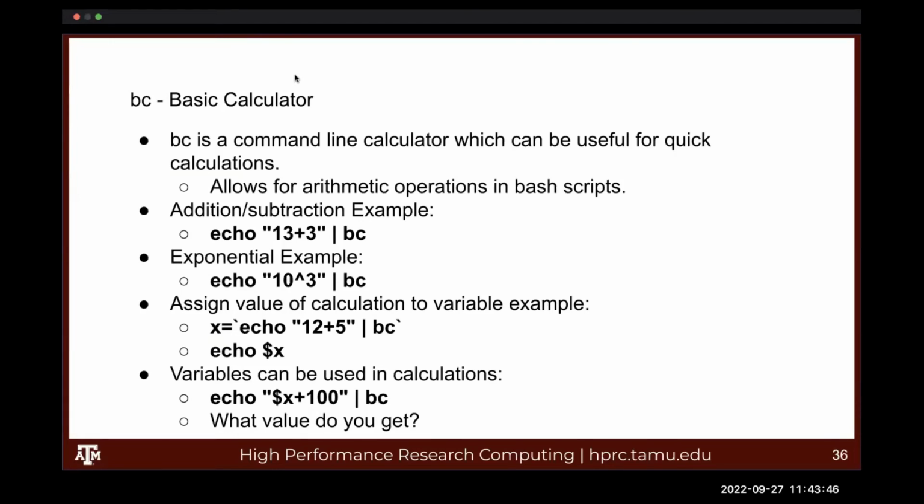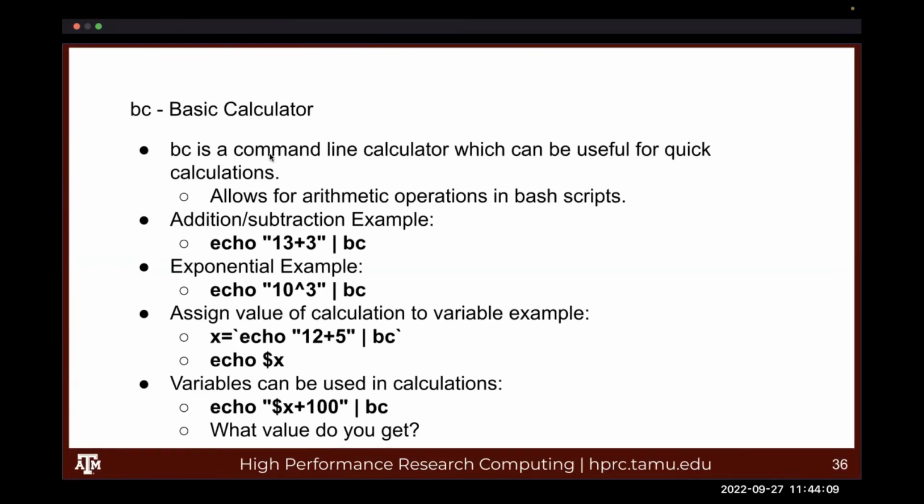So I put this command in here because I think it's very useful, especially when you're writing scripts that might need some simple calculations. So BC stands for basic calculator. It's a command line calculator that can be used for quick calculations, and you can also use it for arithmetic operations in bash script. So here's some examples. And actually, I'll see if I can show some of these.